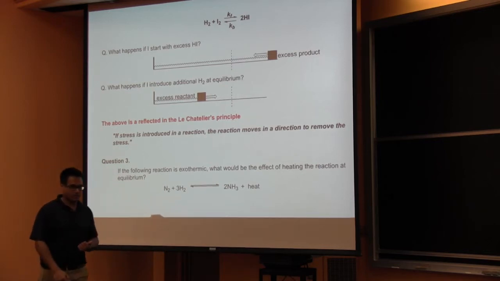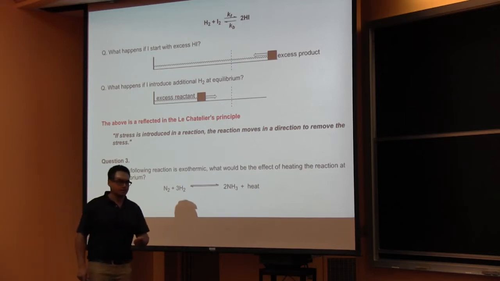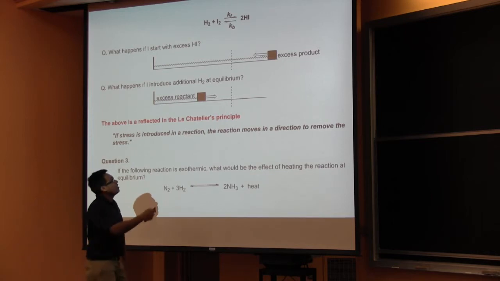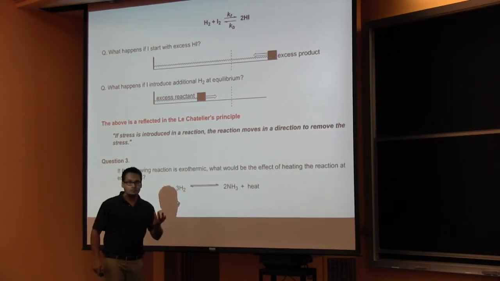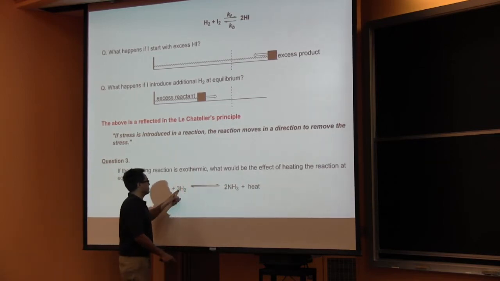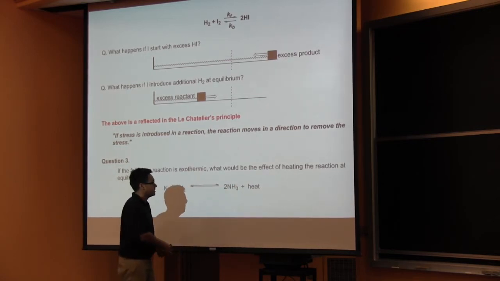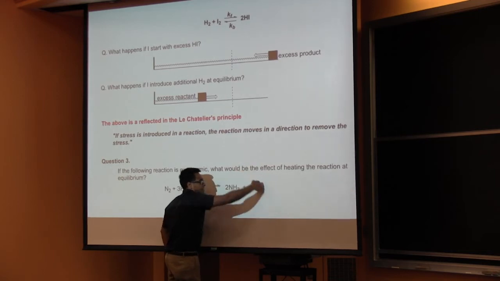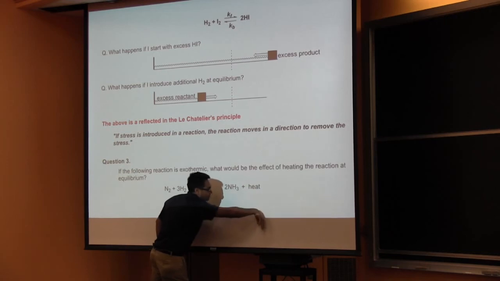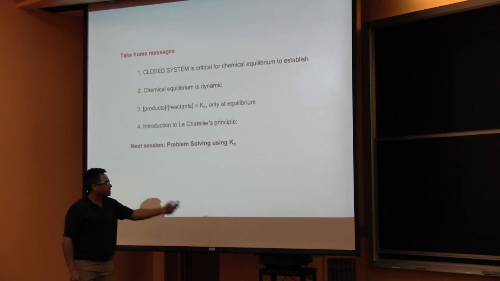This observation is summarized by the Le Chatelier principle, which states that if stress is induced in a reaction, the reaction will move in a direction to remove that stress. And by stress, we not only mean reactant and product concentration, but also heat. For example, if nitrogen and hydrogen react to give ammonia and heat, this classical Haber synthesis, if I add additional heat, the reaction will go backward so as to consume the heat. If I take heat out, the reaction will move forward to compensate for the heat that I've taken.